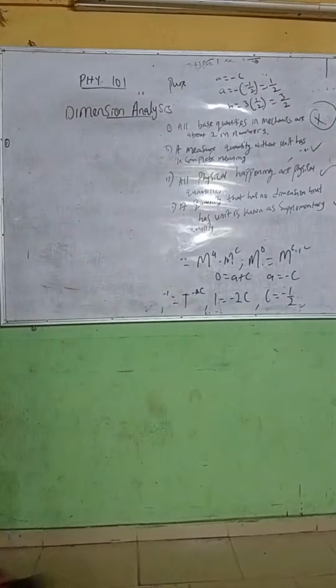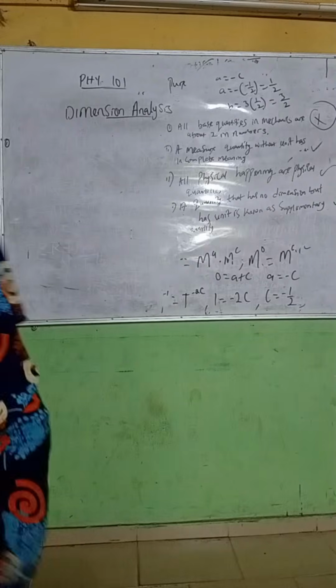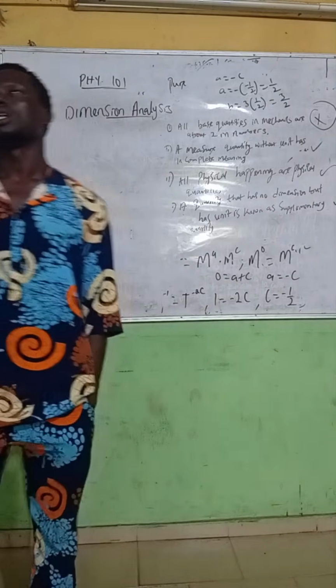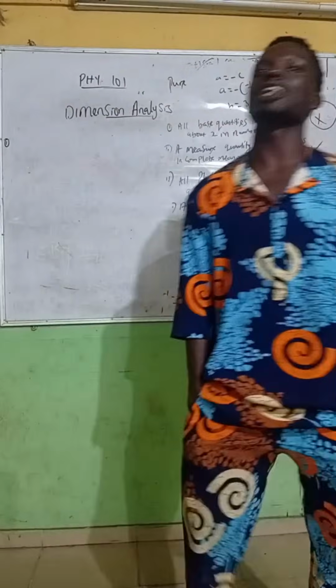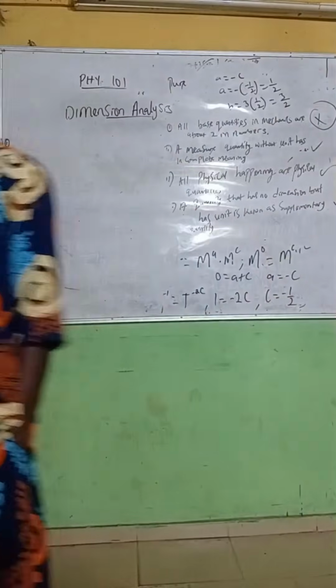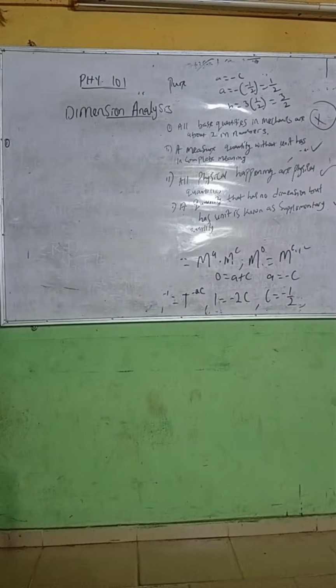Another one. Statement 2. The dimension of a derived quantity is never zero in any base quantity. Dimension is never zero. Even a dimensionless quantity doesn't have a dimension of zero. They have a dimension of 1. So that's false.